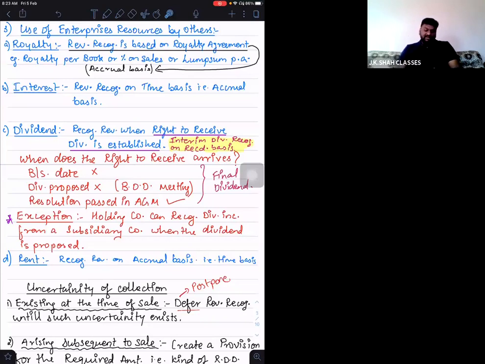Okay. Now, next point is interest. Interest earned, sir, very simple. Always on time basis, that is accrual basis. Say, for example, you have made a fixed deposit in the month of December. So December to March is a time of 4 months. Technically, 4 months of interest gets accrued in this year. So only 4 months of interest will be recognized purely on accrual, that is time basis, right?